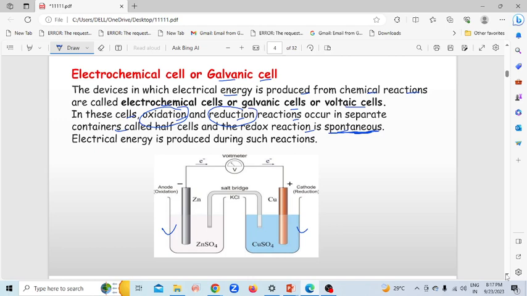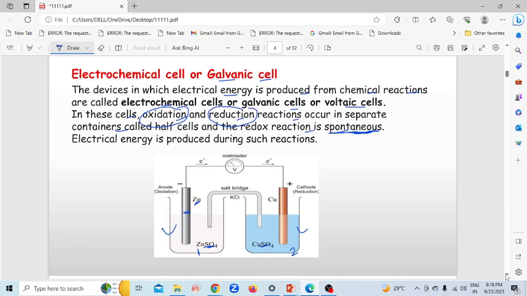Here, if we discuss this cell, this is the first beaker and this is the second beaker, or first container and second container. The first electrode is made of zinc, and it is dipped in zinc sulfate solution. It is not immersed but dipped, because only half the electrode is dipped here. In the second container, a copper electrode is dipped in copper sulfate solution.